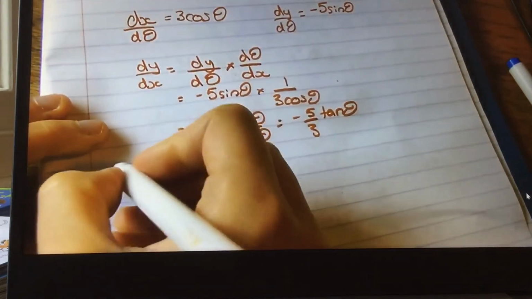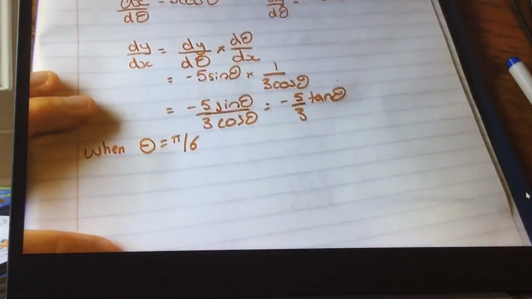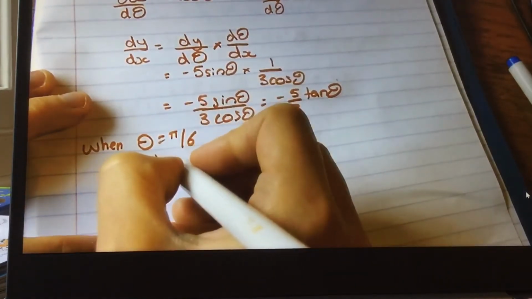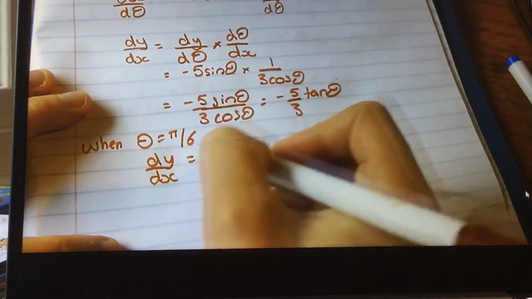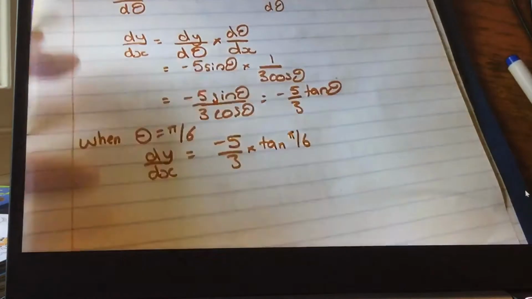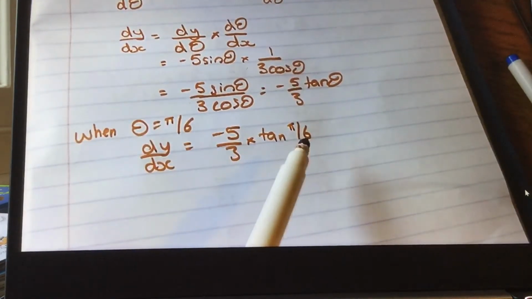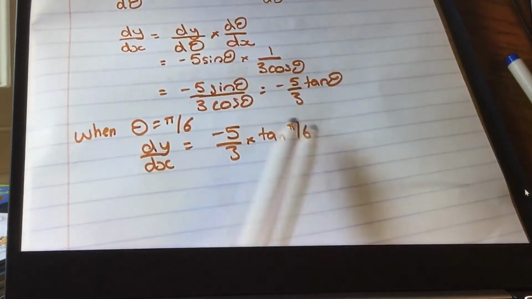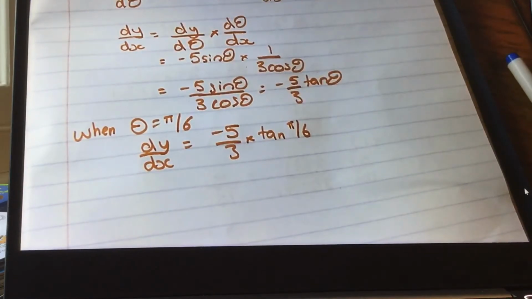So we've found the gradient function, but we haven't finished the question because it's asked us to find the normal. And we're looking at when theta equals pi by 6. So we can just sub that in. My dy by dx would be equal to minus 5 over 3 times tan of pi by 6. Hopefully you realise that tan of pi by 6, to turn that back into degrees, we just do 180 divided by 6, which gives us 30. So this is just tan 30.